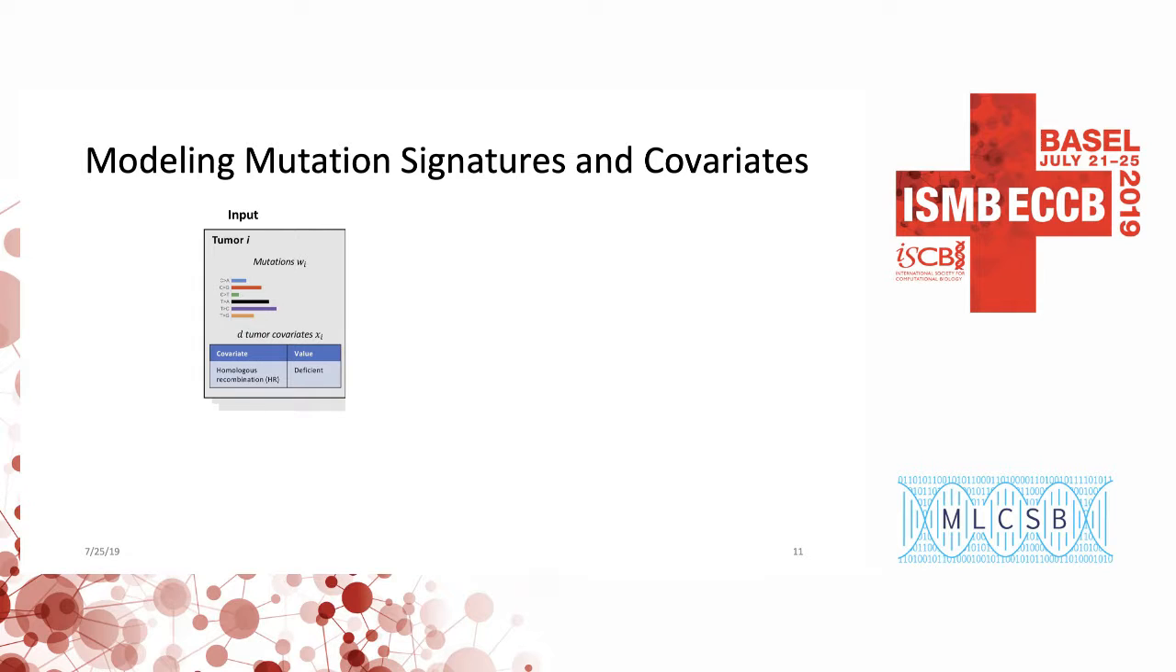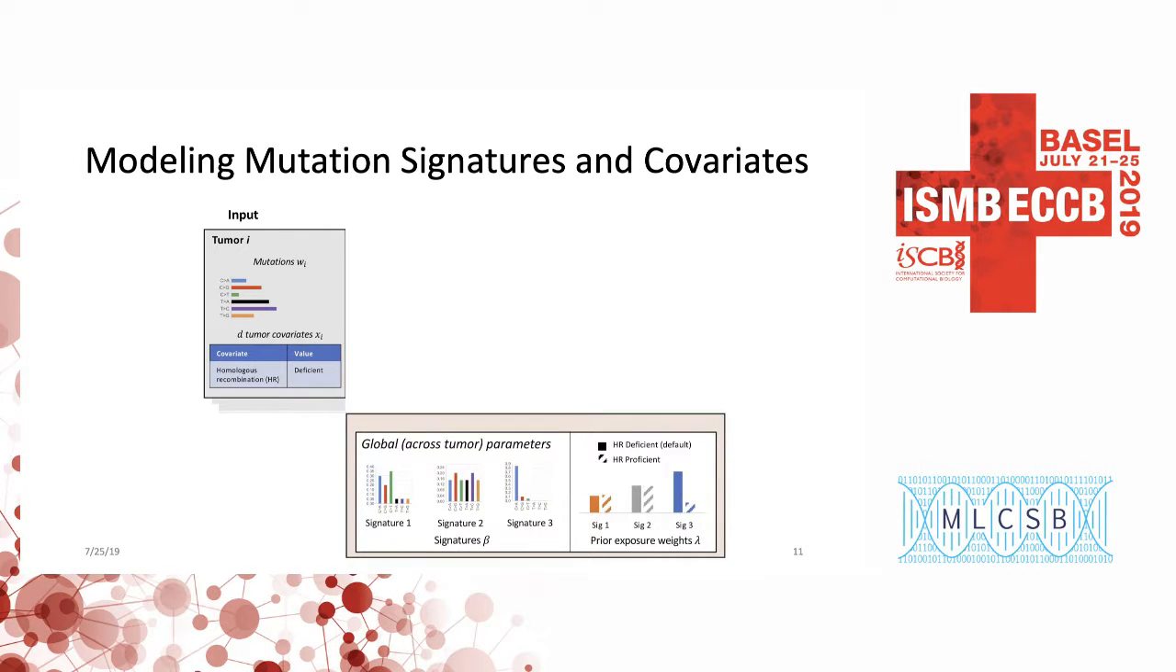Now let's take a look at what this looks like in practice. We start out, similar to every other mutation signature model, with the mutation counts for the tumors. But then we also have a list of covariates and their values for each of the tumors. We leverage this information to learn both the signatures, like every other model, as well as a prior exposure weight based off these covariate values.